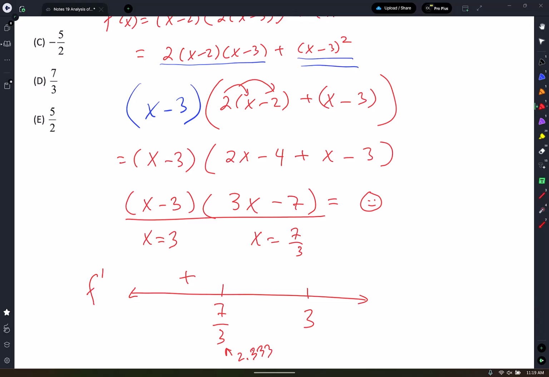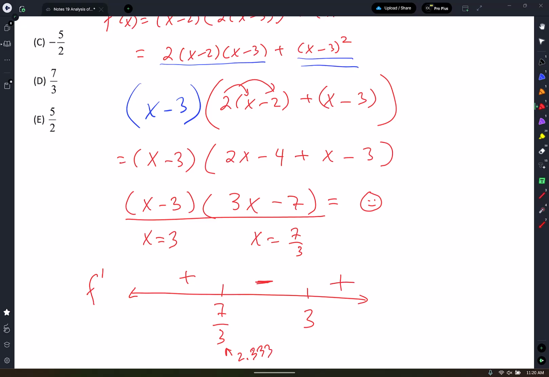Negative. 3 times 2.5, I don't know what that is, 7 point something minus 7. So negative times a positive, negative. And I know we shouldn't even check the number bigger than 3, but I'm going to check it just so you guys can have practice. A number bigger than 3. 4. 4 minus 3. 3 times 4 minus 7, positive or negative? Positive times a positive, positive.